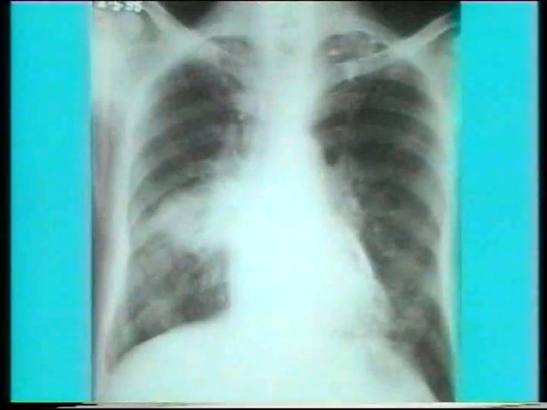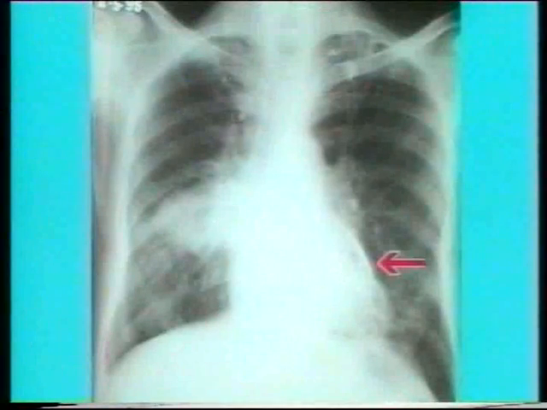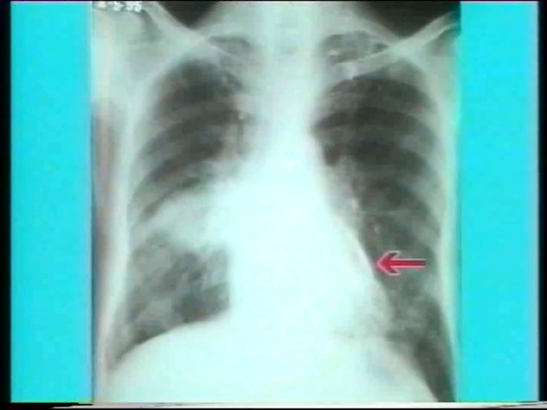This is another X-ray showing a dense opacity at the right hilum. Any dense, more or less rounded and spreading opacity at the hilum should give a strong suspicion of a bronchogenic carcinoma, which should be confirmed or ruled out by bronchoscopy and CT scan. Incidentally, this X-ray also shows pericardial calcification shown by the red arrow. Note the dense calcific border of the pericardium.